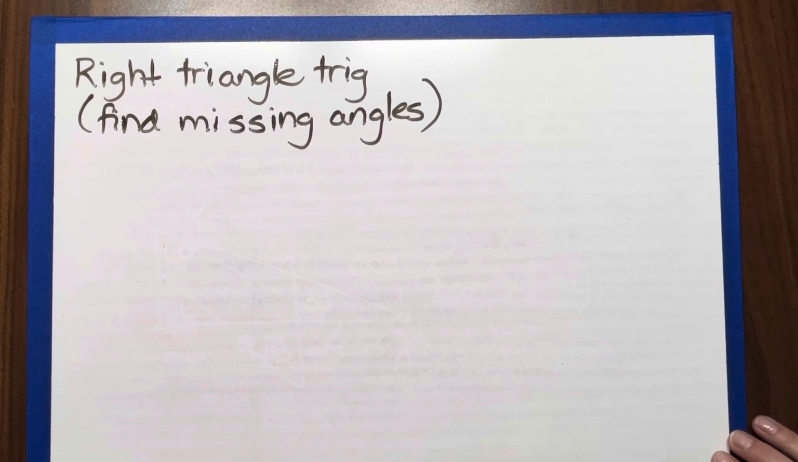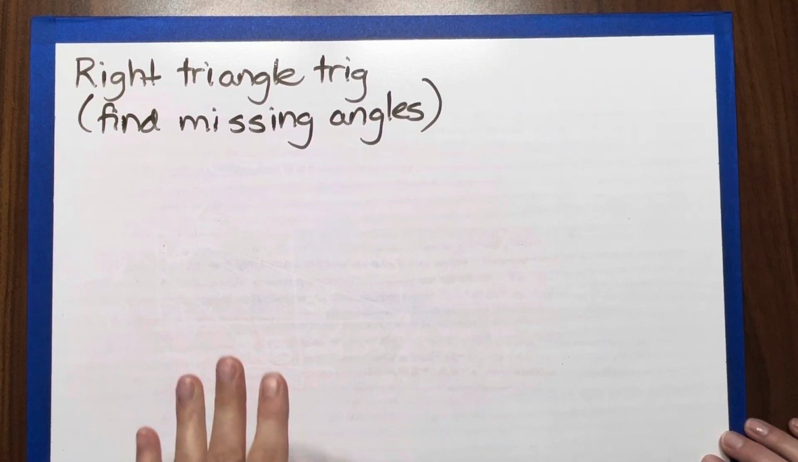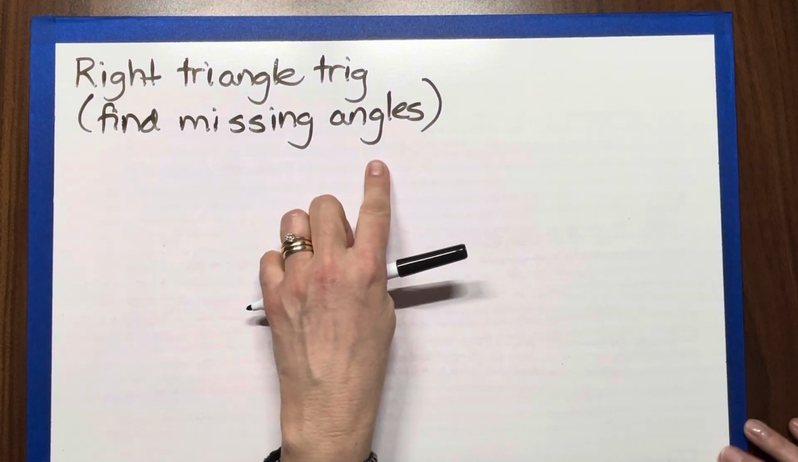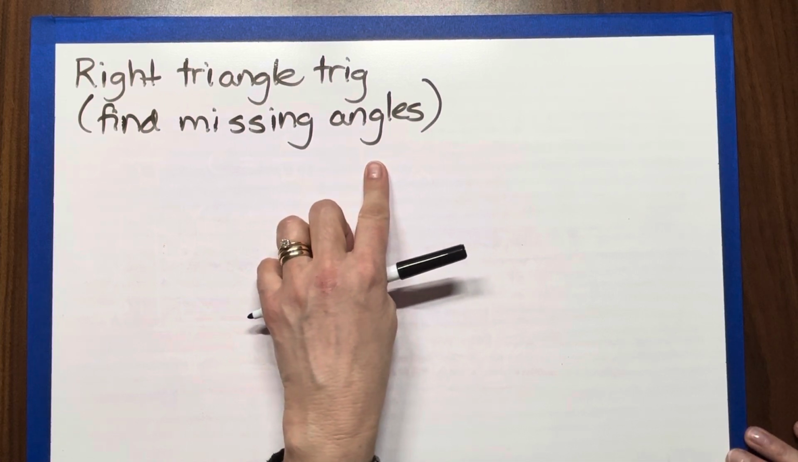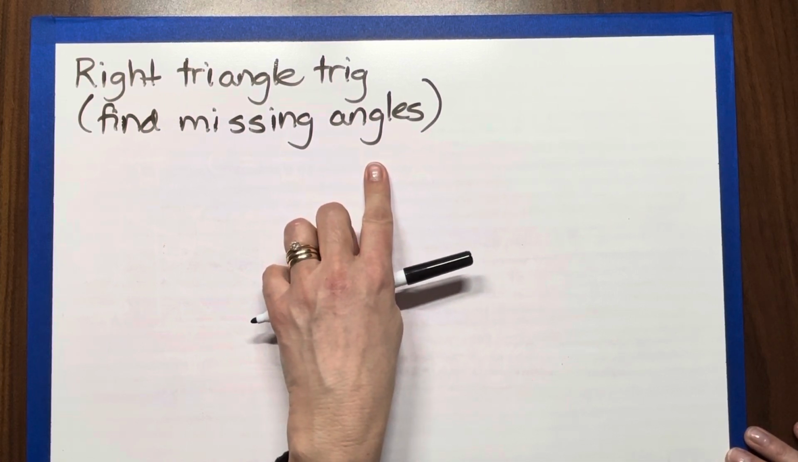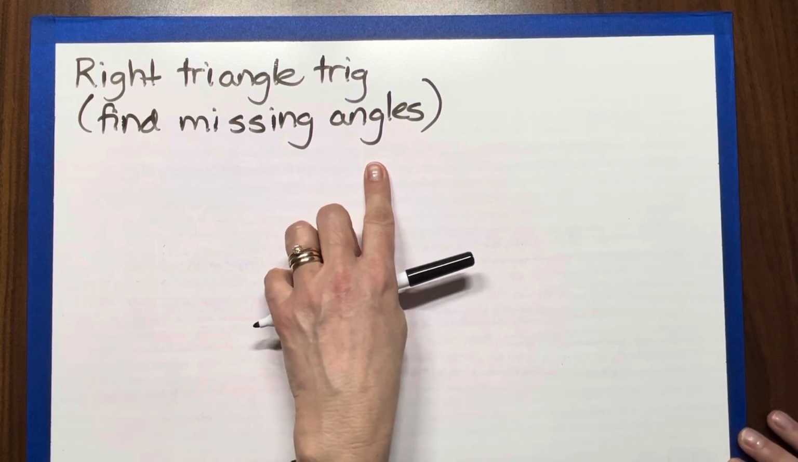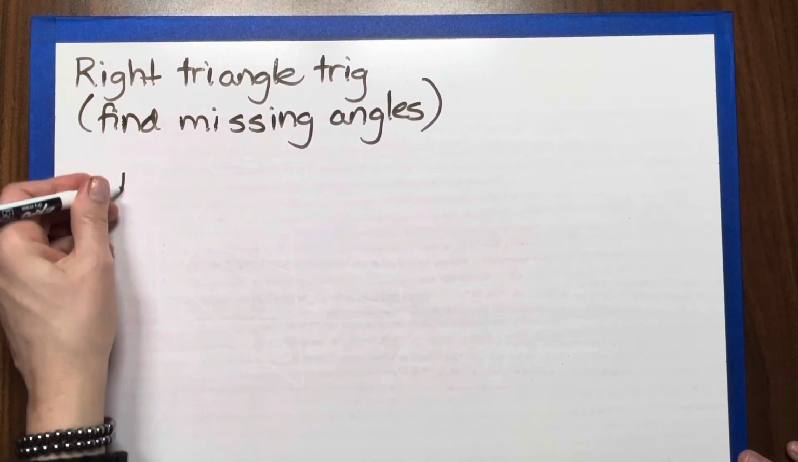Today's topic is right triangle trig, and today we're going to work on finding missing angles in a triangle rather than finding sides. That was a previous video. You may want to go back and look at that before we start this. Here's our first triangle today.